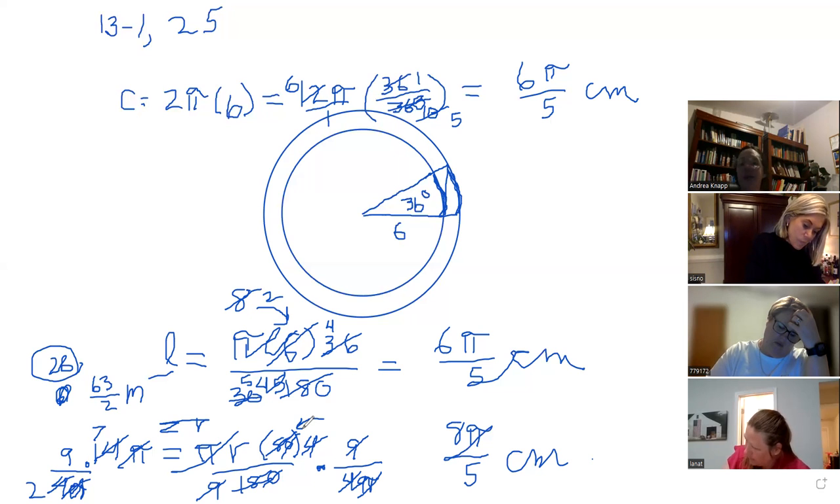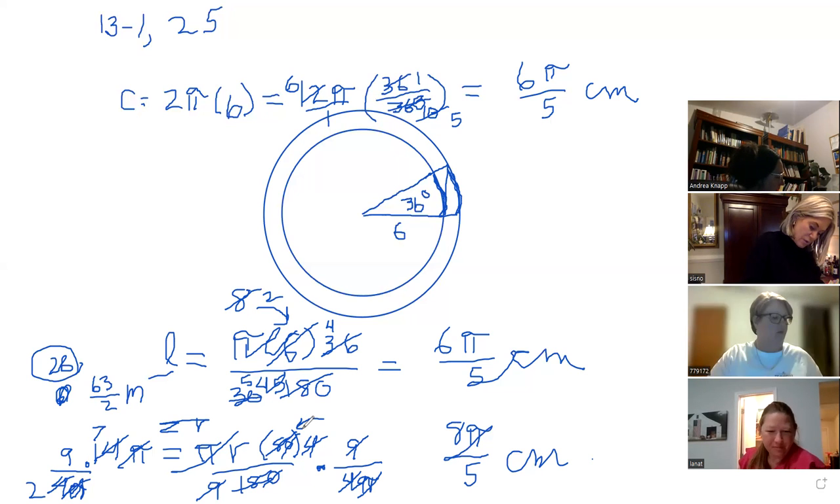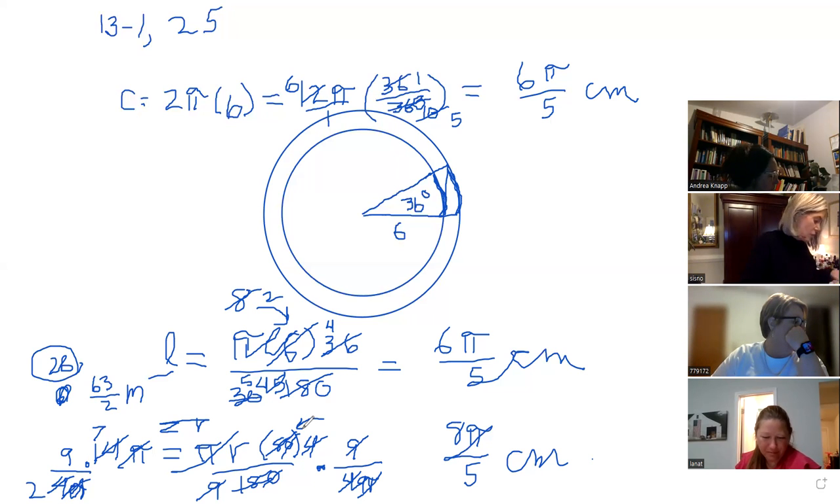We might as well do 27 while we're at it because it's about arc lengths as well. Suppose you have 3 concentric circles and are looking at the arc lengths of a 60-degree angle of each. If the radii of the circles have the ratio 2 to 3 to 4, what is the ratio of the arc lengths, do you think?